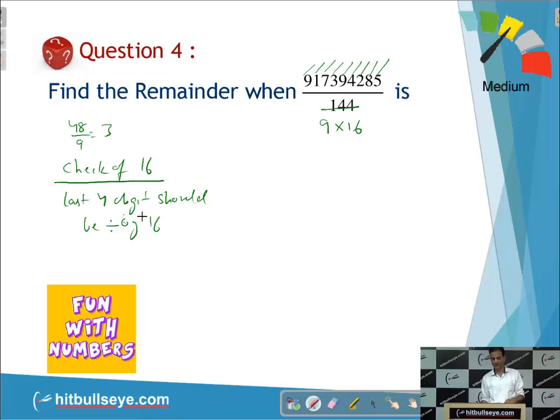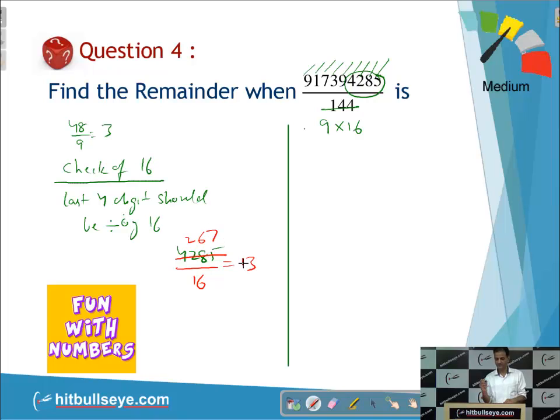Last 4 digits should be divisible by 16. Now check the last 4 digits. What is the last 4 digits? 4285. 4285 when divided by 16, what is the remainder? 16 times 2 is 32, remainder is 10; 16 times 6 is 96, remainder will be 12; 16 times 7 is 112, remainder will be 13.